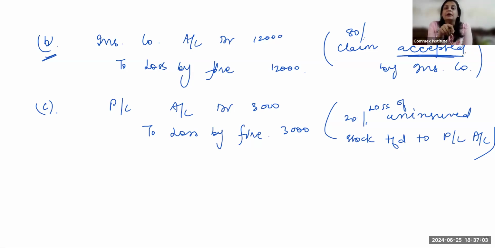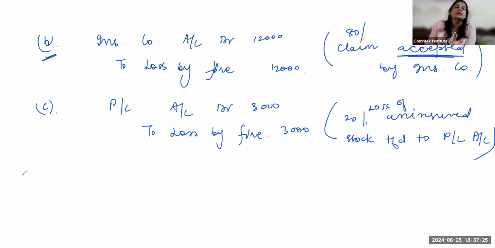Claim being accepted and claim being paid are two different stages. First, the claim is accepted and then the claim is paid later. So unless and until it is given to us specifically that the claim was paid, we are not going to pass the entry for receiving the claim.